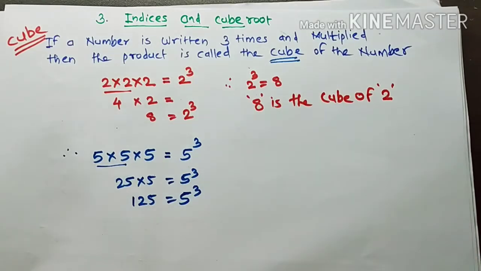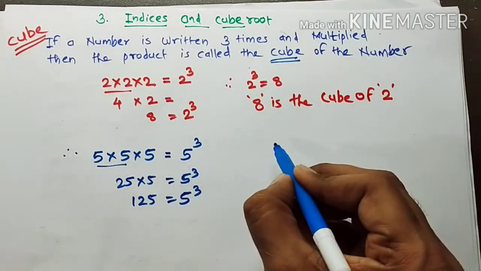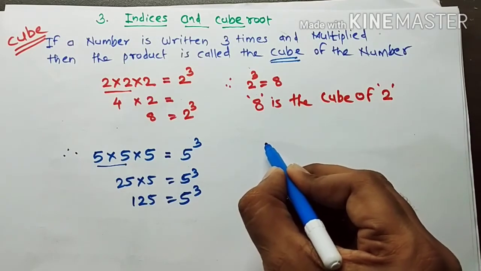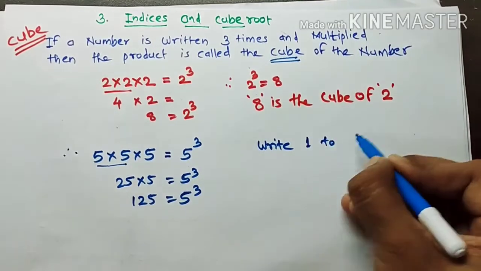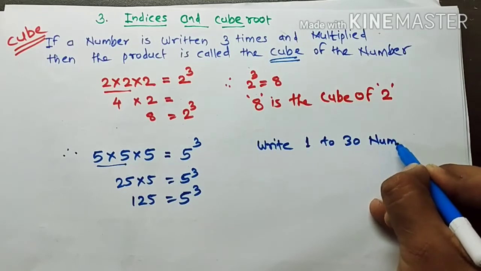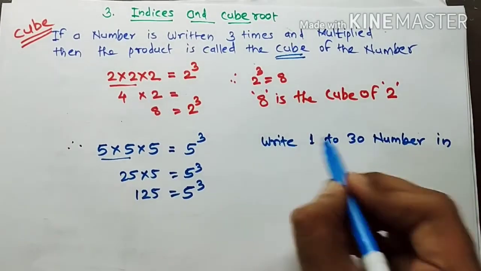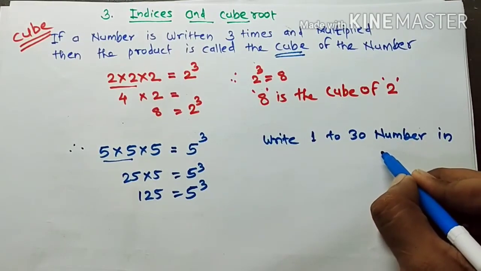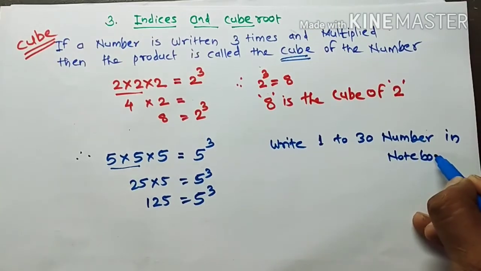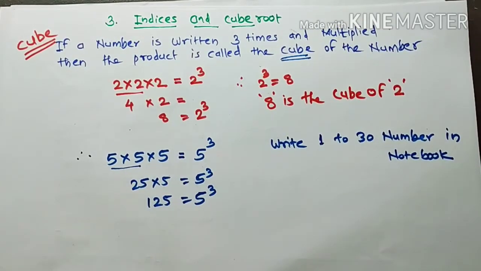We learned about the square in the previous standard, but now there is a cube, in which we have to find simple numbers and their cubes. You have to write about 1 to 30 numbers in your notebook, and recite it like this.